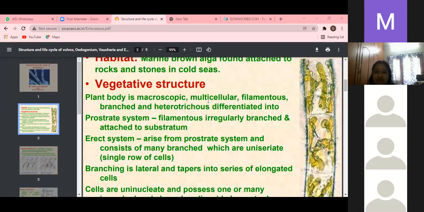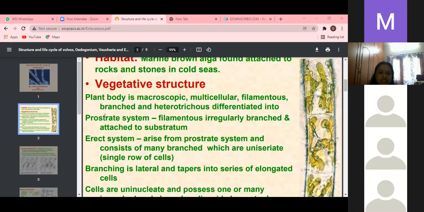But here in this Ectocarpus, the plant body or the thallus is also a filamentous plant body, and macroscopic, though some are microscopic. These filamentous bodies, which are sparsely or profusely branched, are present. It is differentiated into two systems. See here, how many systems are there, girls? Two systems are there.